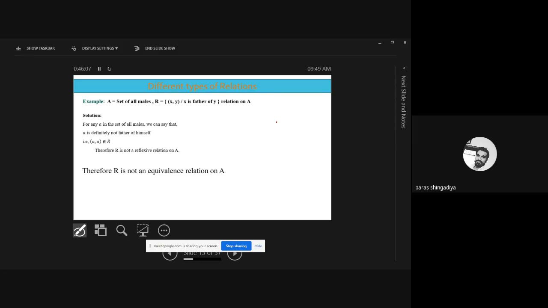So it is not reflexive, so there is no need to check the symmetric and transitive properties. Clear? If the first property is not satisfied, then there is no need to verify the second and third. If the first is verified but the second is not, then there is no need to prove the transitive case. ठीक है? जहां से verify नहीं हो रहा है वहां पे आपको stop कर देना है, and there is no need to verify the remaining properties. ठीक है? So this is not an equivalence relation.